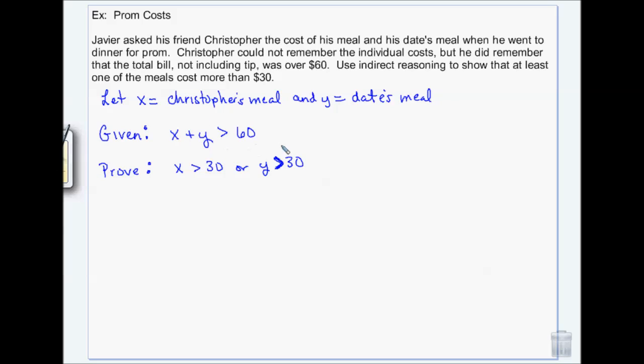Okay, so I know x plus y was more than 60, and I want to prove that either x was greater than 30 or y was greater than 30. So my assumption, my opposite statement, I'll put that in red because it's opposite. I'm going to assume x is less than or equal to 30 and y is less than or equal to 30. This is my opposite statement.